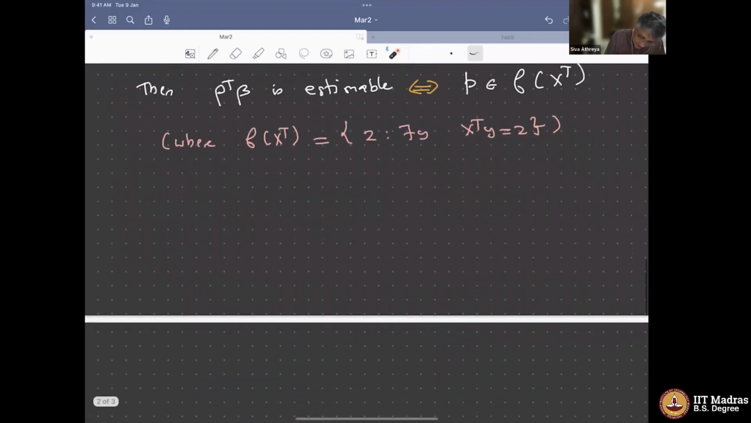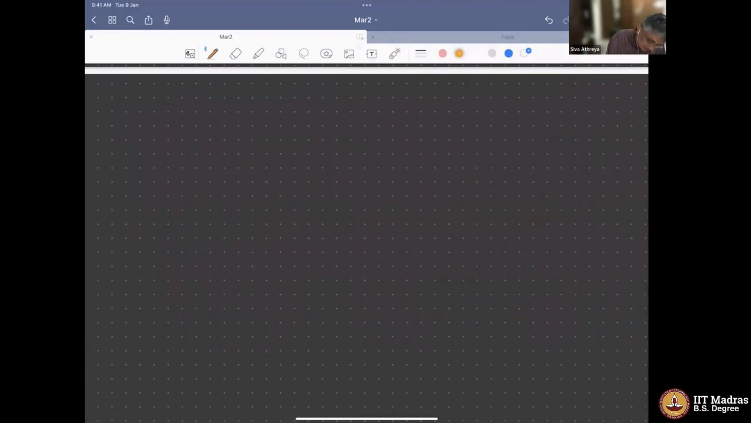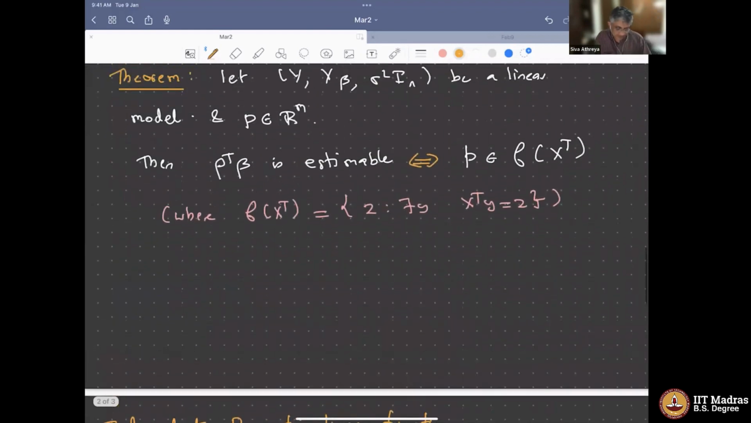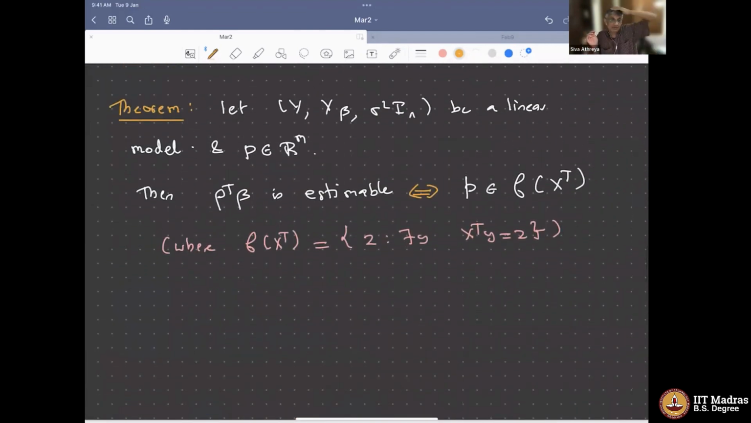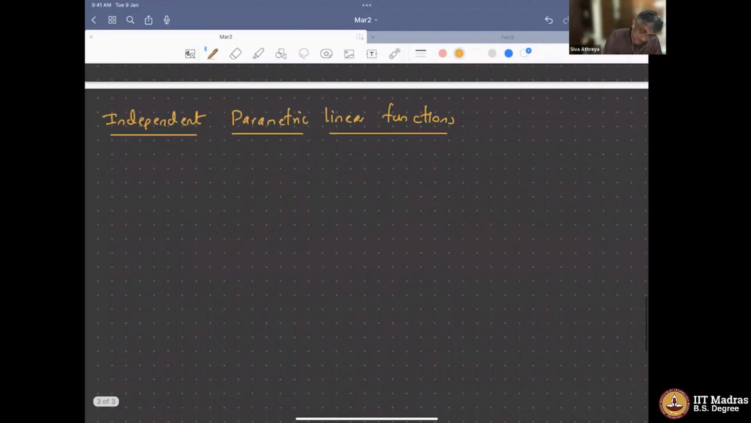So let me just write these thoughts down so that we can just show you. Let me try to find how many independent parametric linear functions there are, how to sort of identify them, so that you can get an idea of how many components of β we can estimate. Again, I'll start with this theorem. This theorem says that if P transpose β is estimable, then P has to be in the column space of X transpose, right?